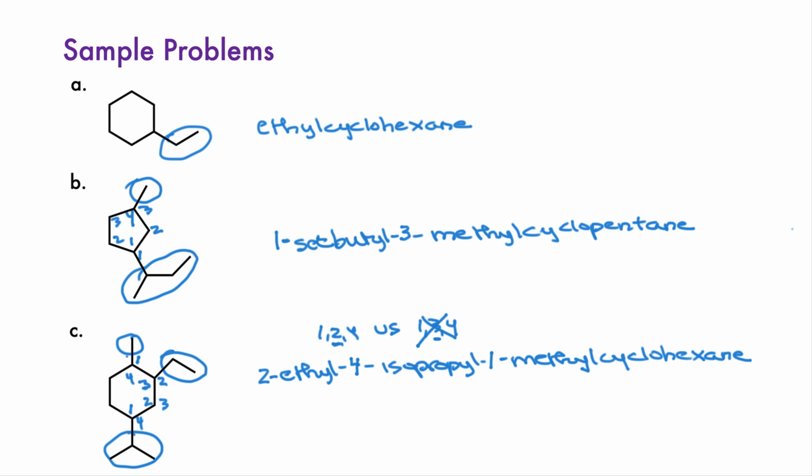You should be able to see that numbering around the left-hand side of the molecule will give you higher numbering schemes, and so we don't consider those.